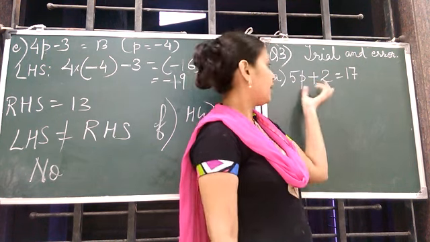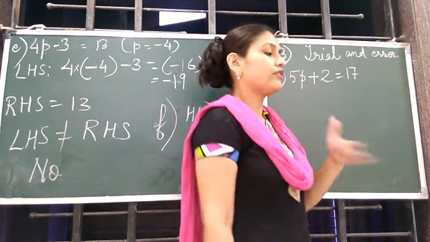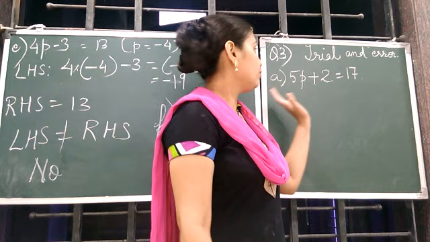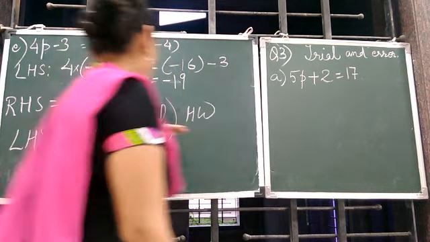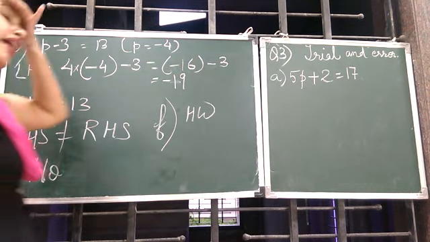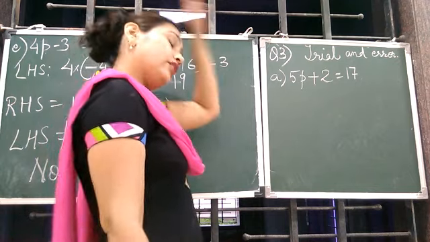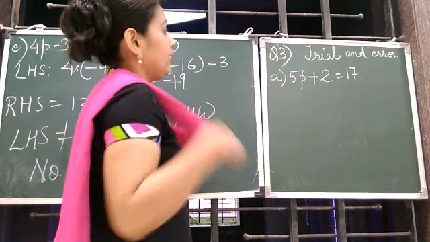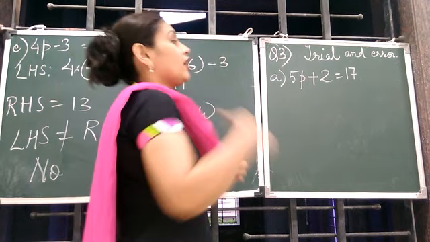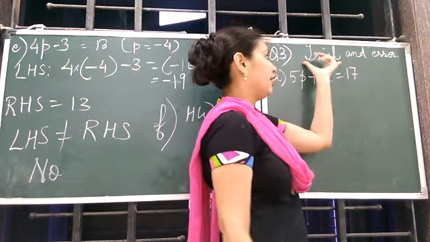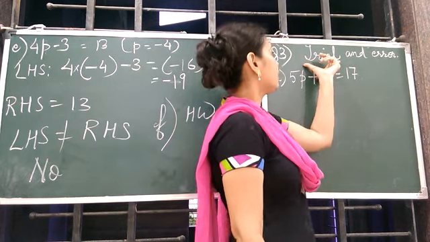I'm going to just explain you 2 sums of this, then rest of the sums whatever they come, we are going to directly find the value of x or y or z or whatever variable is given in the question. Okay, so now trial and error method. Let's talk about trial and error method.